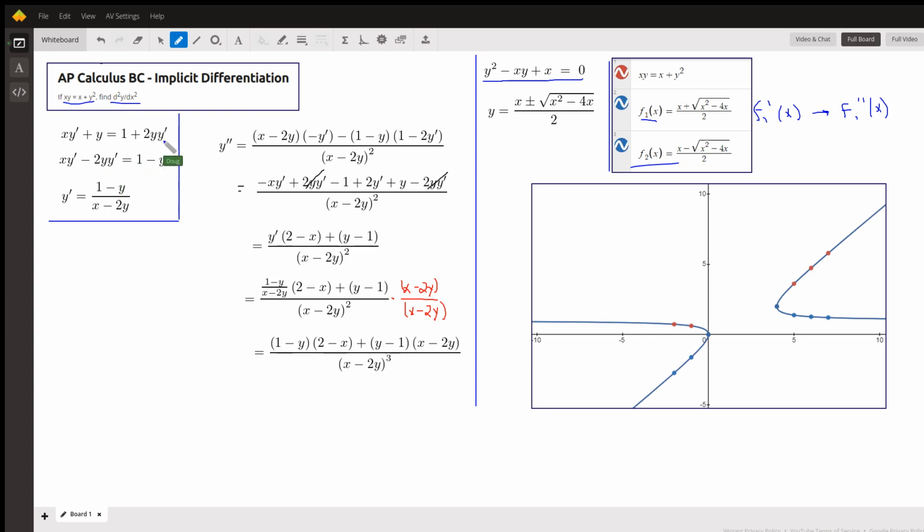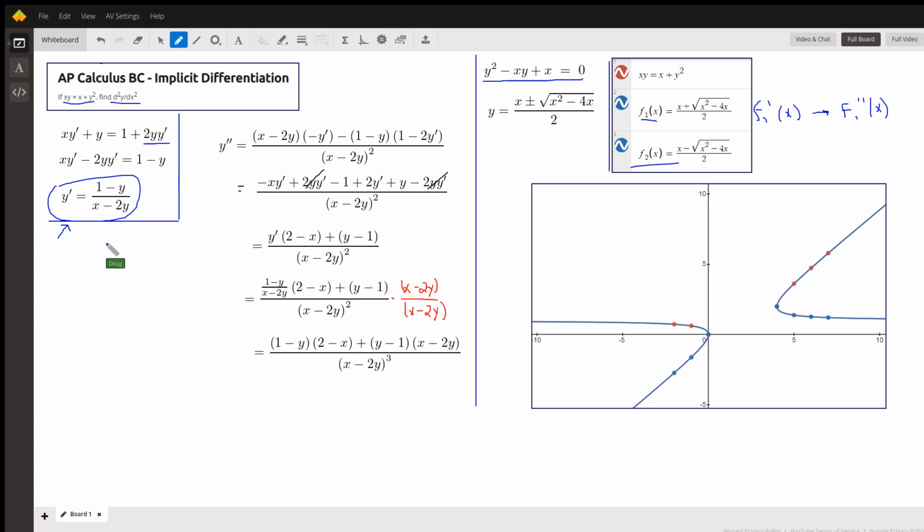Let's get y prime by itself. So we'll move this term to the left and the y to the right. Factor out the y prime and divide by the coefficient of y prime. There's the definition of y prime.